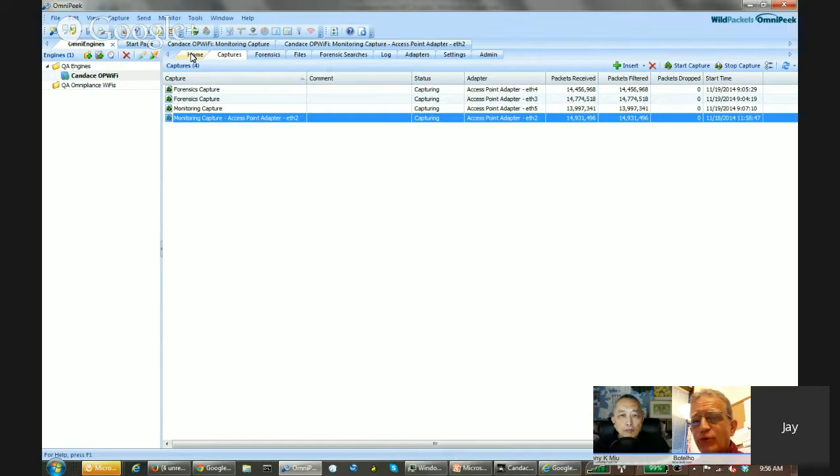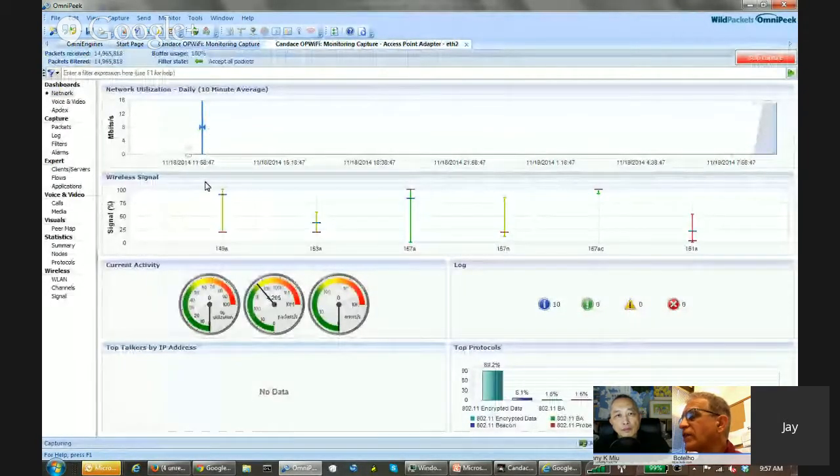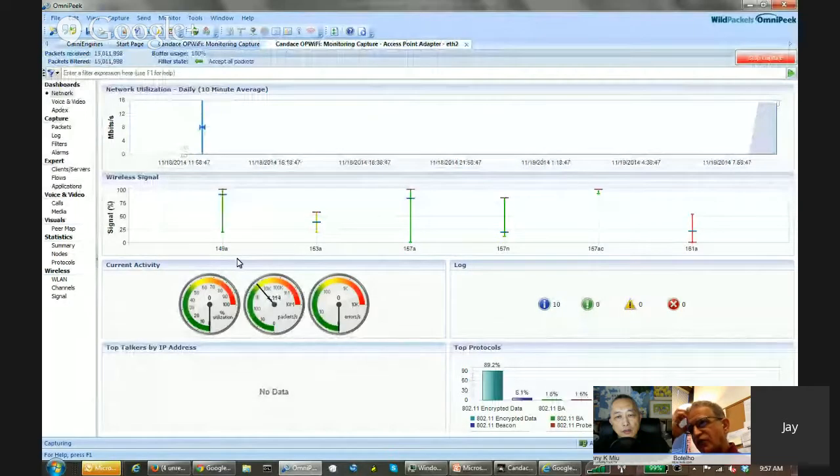But you can see there are 4 captures running on the appliance, and some are what we call forensics, and some are what we call monitoring. So we can go into the monitoring capture, and when we look at it, we have one or more access points feeding this particular adapter, and we see all the things that we would typically see in Omnipeak.